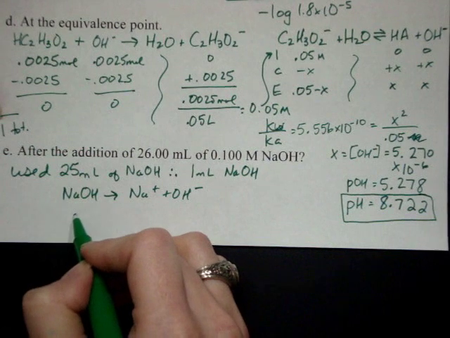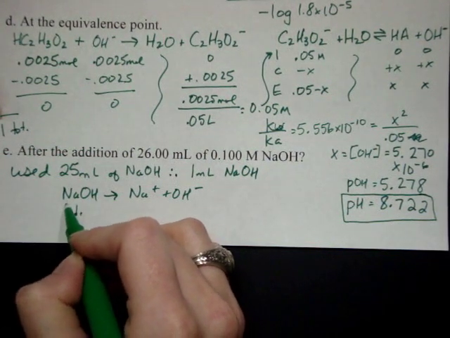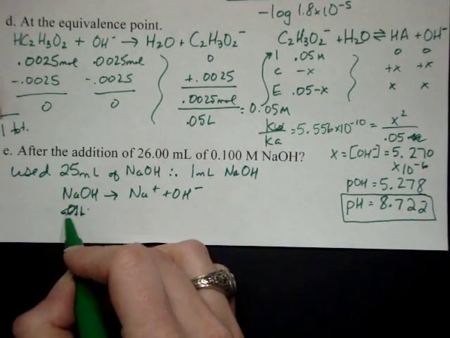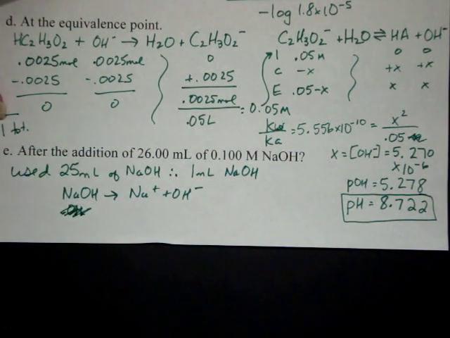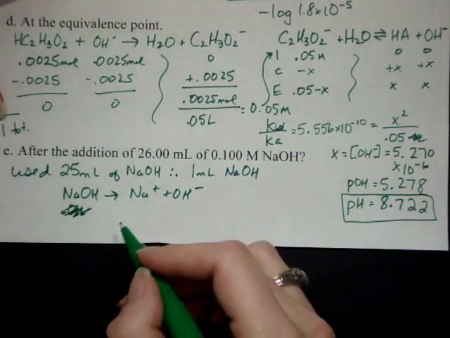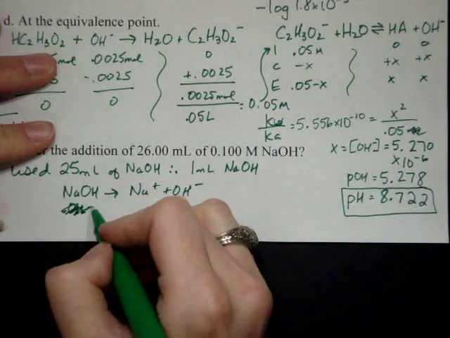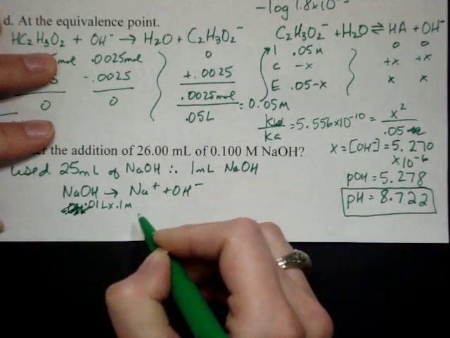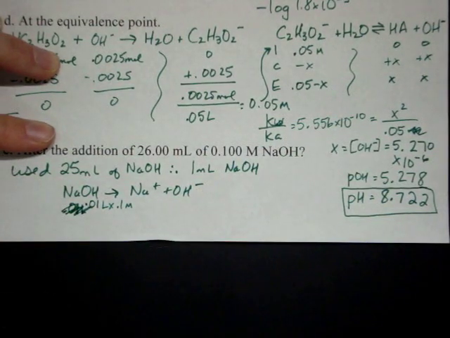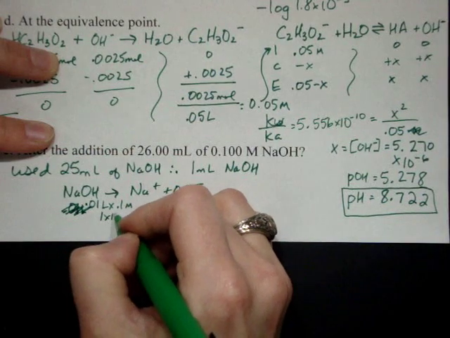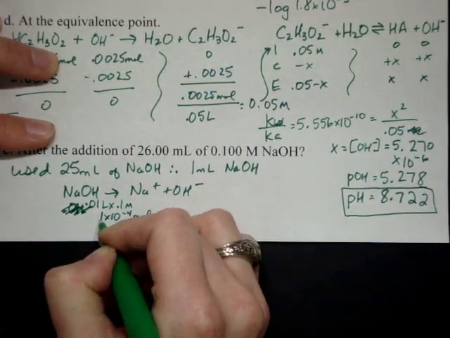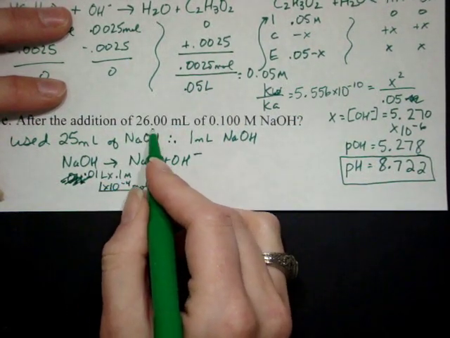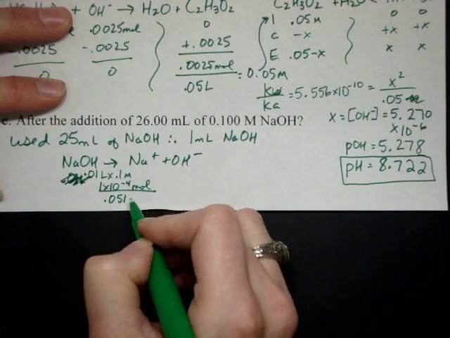That essentially means we have 0.01 liters of 0.1 molar NaOH. Then we need the new concentration. So 0.01 liters times 0.1 molar would be 1 times 10 to the minus 4 moles, out of a total volume now of 51 milliliters, 25 plus 26, so 0.051 liters.